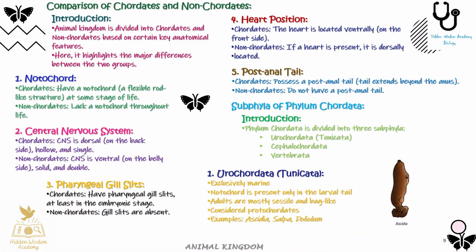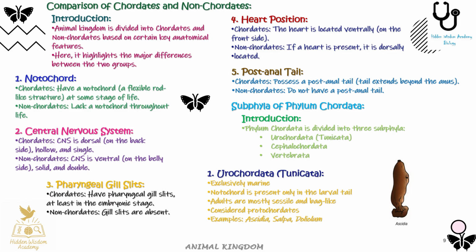The animal kingdom is broadly classified into chordates and non-chordates based on key anatomical features. We are highlighting the major differences between the two groups. First, the notochord. Chordates possess a notochord, which is a flexible rod-like structure present at some stage of their life, while non-chordates completely lack a notochord throughout their life.